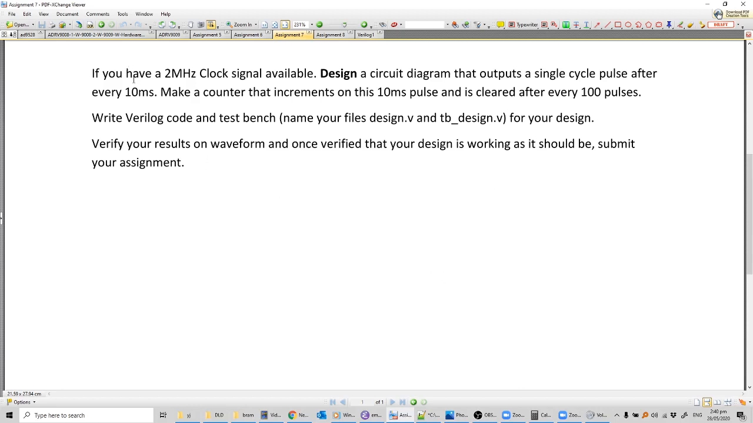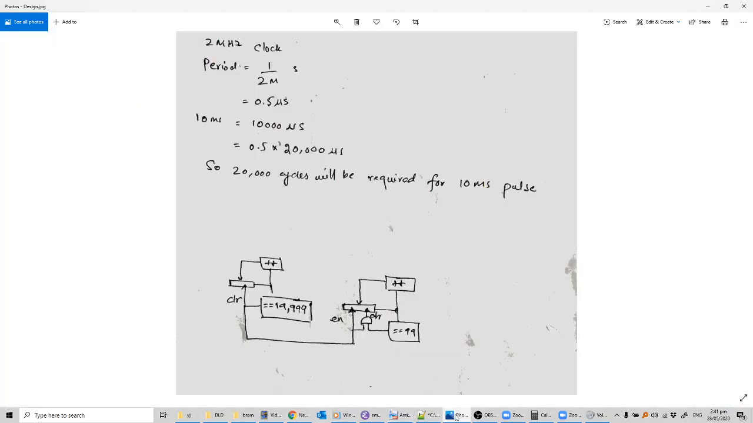So the question is that if you have a 2 megahertz clock signal available, design a circuit diagram that outputs a single cycle pulse after every 10 milliseconds. Make a counter that increments on this 10 millisecond pulse and is cleared after every 100 pulses. So first part is this, that we want to generate a single cycle pulse after 10 milliseconds. So first we need to do some calculations that how many cycles of 2 megahertz clock will be there in a 10 millisecond pulse. So I'll just open the solution for it.